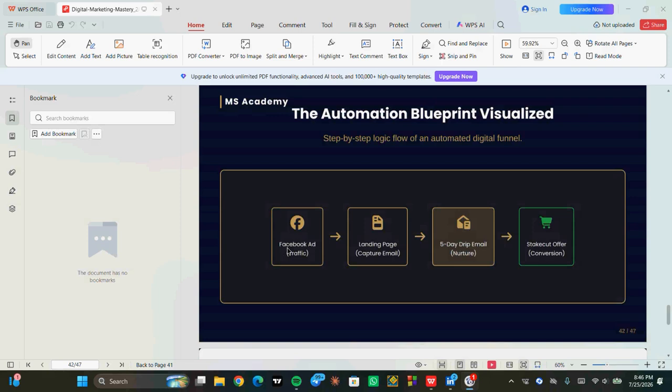And after that, that leads you to step four, the Stay Cut offer. That is the conversion. Now, this is the final step. What does this step mean? This is the final stage where the automated system uses the core product or affiliate offer to turn the nurtured lead into a paying customer. This is the part where most affiliate marketers like to deal, because they are not putting in much work after they have put enough work in the first three stages.